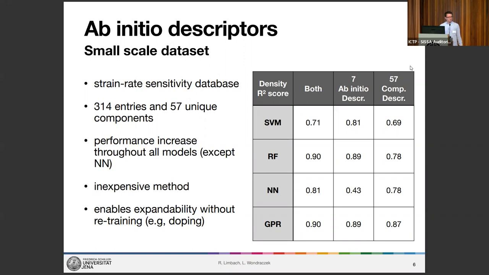And what we found out doing our process was that we could enable expandability without retraining our models, because in this ab initio descriptor space, we have one common input space for all types of glass compositions. And we're now exploring what kind of applications we can explore with that.